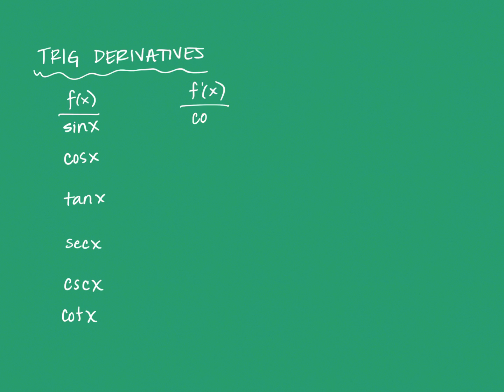So the derivative of sine is cosine. The derivative of cosine is negative sine. The derivative of tangent is secant squared. We did those 3 in class. Okay, the derivative of secant is secant x tangent x. The derivative of cosecant is negative cosecant x cotangent x. And then the derivative of cotangent is negative cosecant squared x.